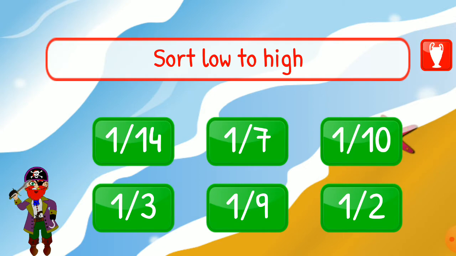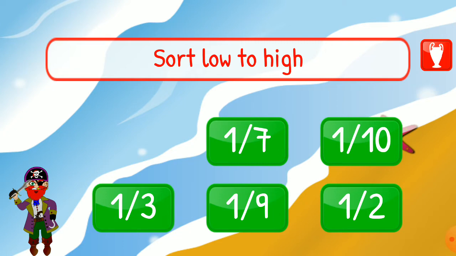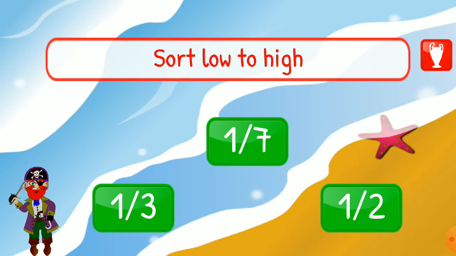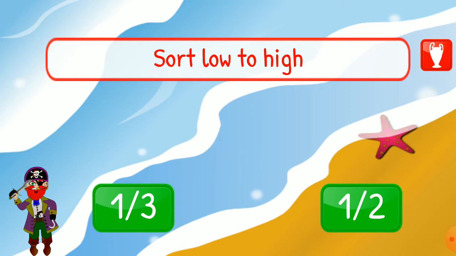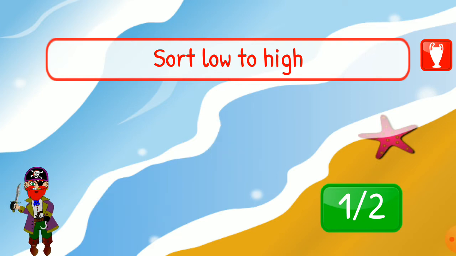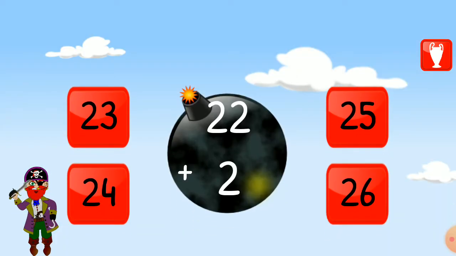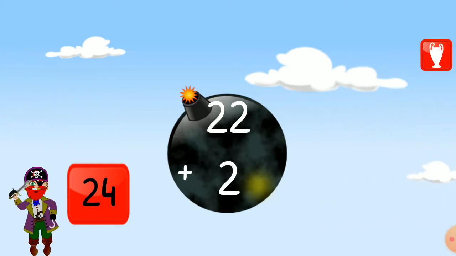Start low to high. Okay. 1 by 14. 1 by 10. 1 by 9. 1 by 7, 1 by 3, and last one is 1 by 2. Yes! 22 plus 2 is 24. Fantastic!